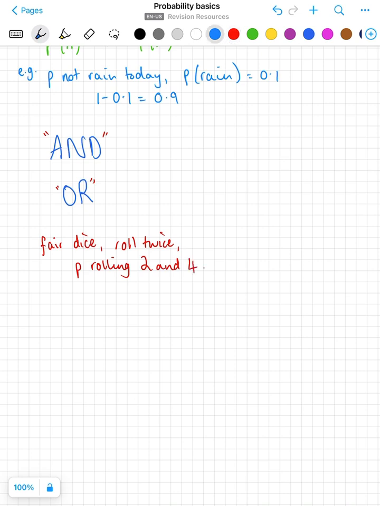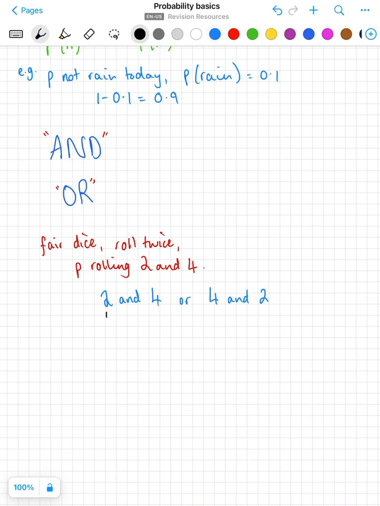So list the outcomes. What could happen? If we roll that dice twice, what's the probability of rolling a 2 and a 4? So my outcomes would be you roll a 2 and a 4, or you could roll a 4 and a 2.